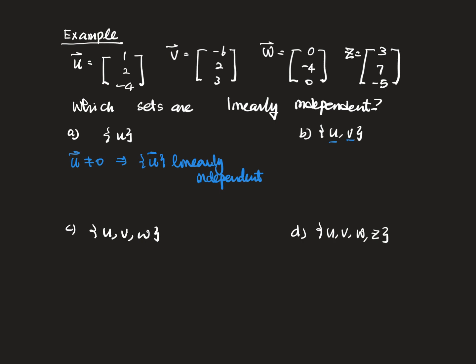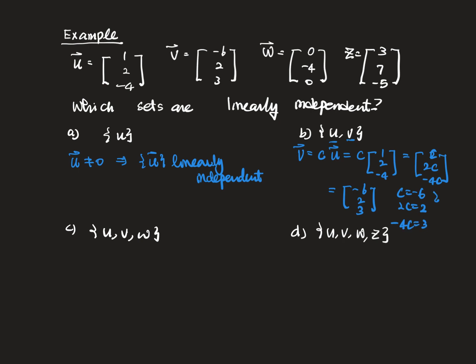Let's go to u and v. Can we say the v vector is a scalar multiple of the u vector, v equals c times u? c times (1, 2, negative 4) gives (c, 2c, negative 4c), which should equal (negative 6, 2, 3). The first entry gives c equals negative 6, the second gives c equals 1, which doesn't make any sense. So this set is linearly independent.